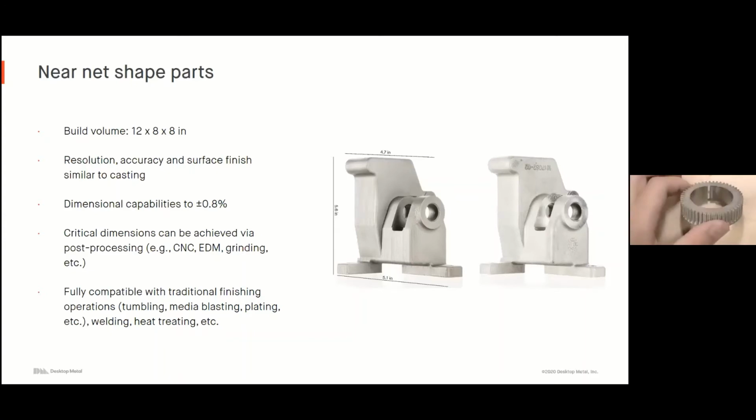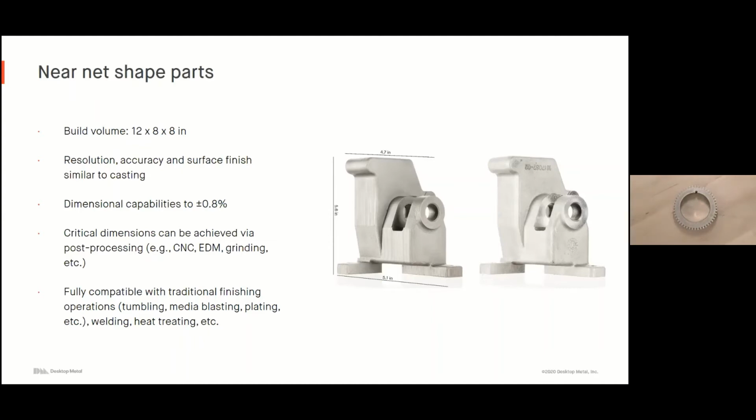Dimensional capabilities are about plus or minus 0.8%, but it's important to know these parts are fully compatible with traditional post-processing processes. For example, this gear here, I printed this part, I debound this part, I sintered the part, but I need a little bit tighter tolerance than 0.8% on this inner diameter. So what did I do? I threw it onto the lathe. I just machined just a millimeter off this to achieve that critical dimension. That's going to save me a ton of time compared to machining this entire gear out of a wrought block of 17-4. So, huge time savings there.